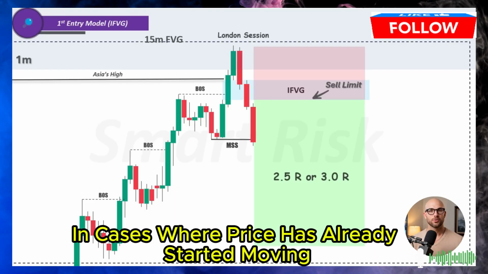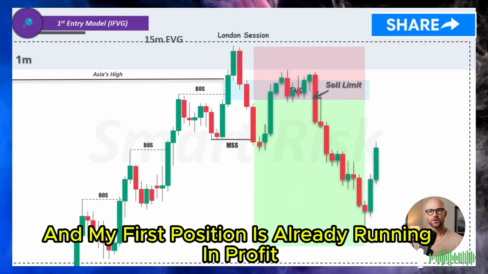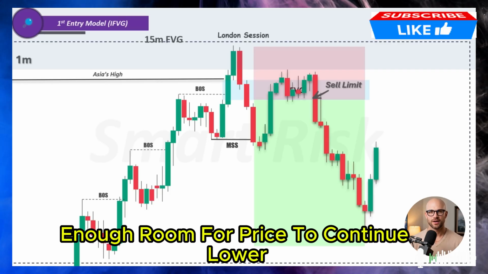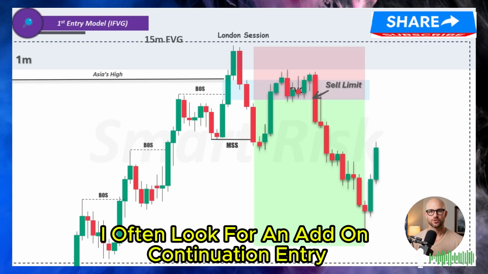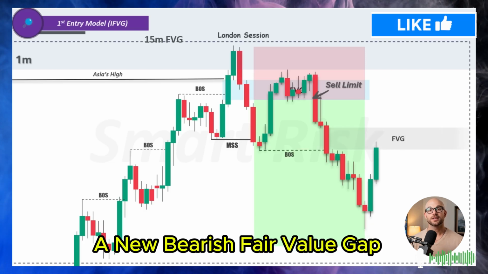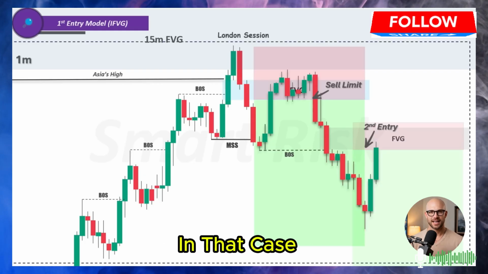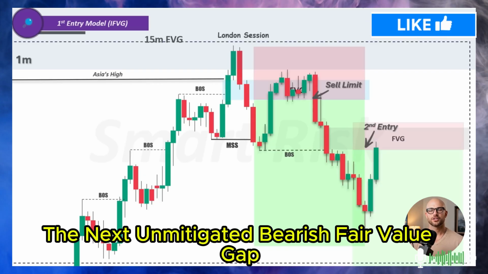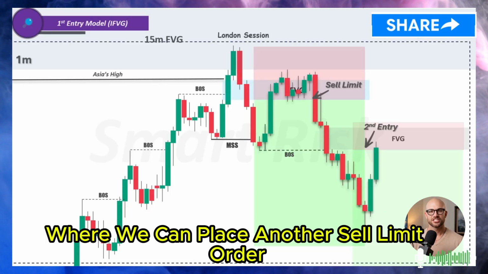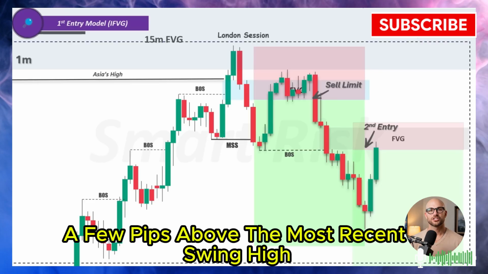Now, in cases where price has already started moving in my expected direction and my first position is already running in profit, while there is still enough room for price to continue lower, I often look for an add-on continuation entry. This usually happens when price creates a new bearish fair value gap during the bullish pullback that follows the new break of structure. In that case, the next unmitigated bearish fair value gap becomes our second entry point, where we can place another sell limit order with the stop loss a few pips above the most recent swing high.